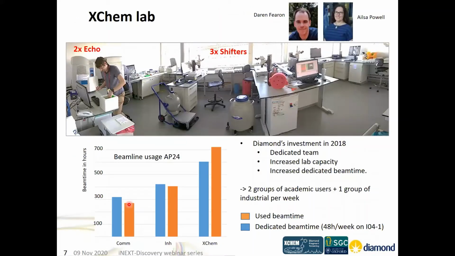So in practice, we have a lab that has 2 Echo dispensers for dispensing your compounds and 3 Shifter stations for crystal harvesting. We also have a dedicated team. Darren is focused on the academic with me, and Elsa and Alex are dealing with the industrial. Realistically, we can take 3 groups in total in that lab. So usually we have 2 groups of academic people and 1 group of industrial users.